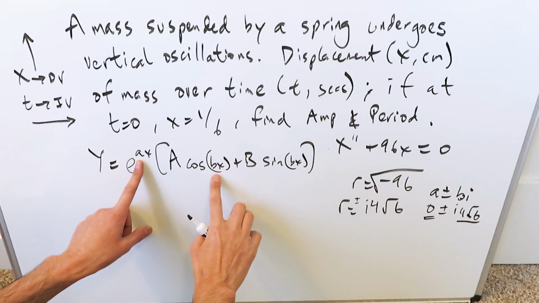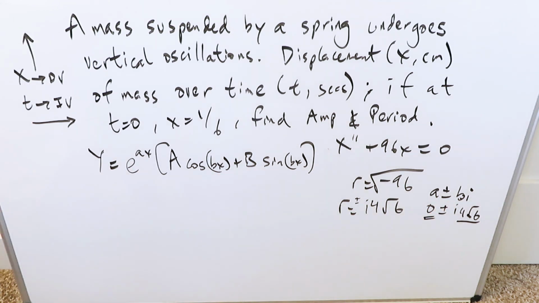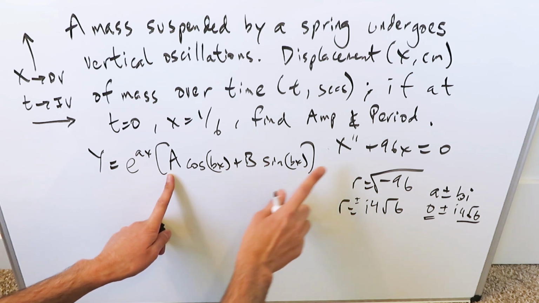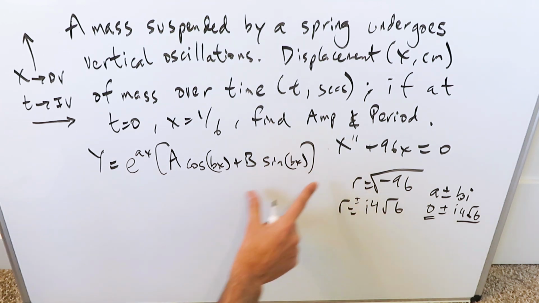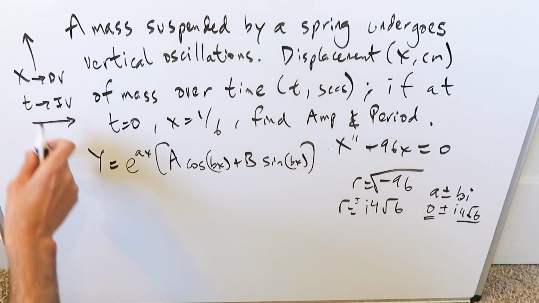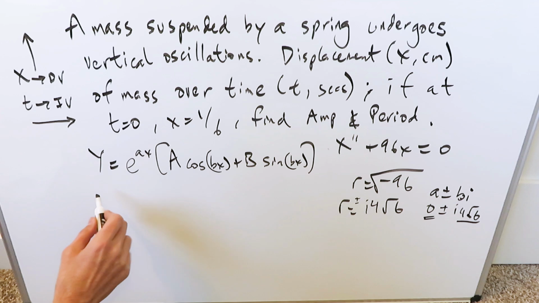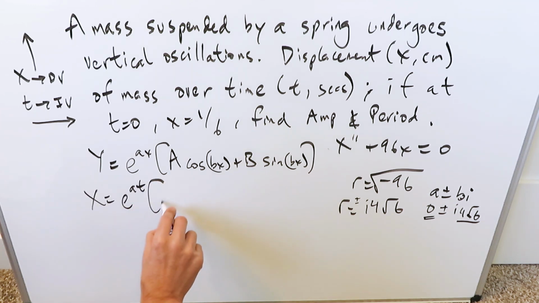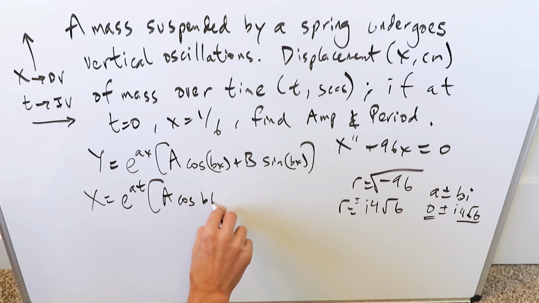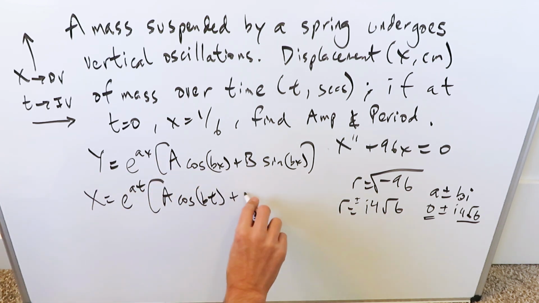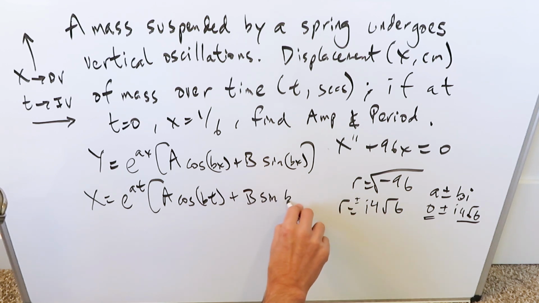The lowercase a and b are representing the complex conjugates. The uppercase are arbitrary constants. Simply because you have a second order differential equation, you must have two constants. Even if a constant is 0, it's still a constant. But if you look at it in terms of the variables we have, x is equal to e to the at, then A cosine bt, because now our variables are really x's and t's, not y's and x's, plus B sine bt.